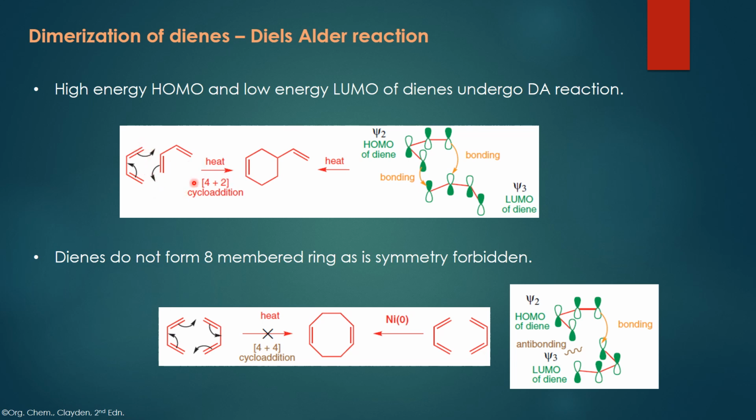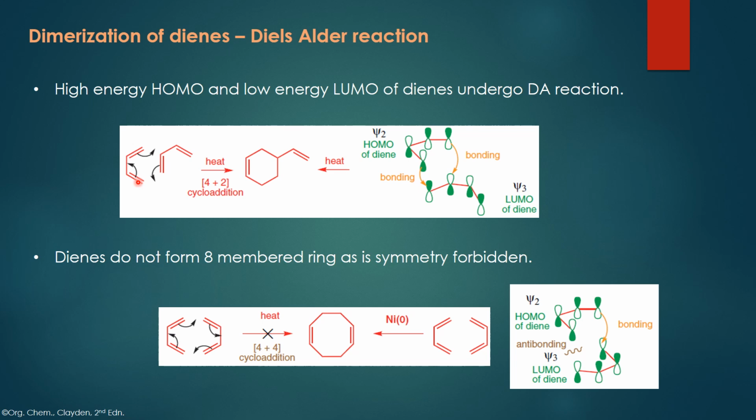So, here in the 4+2 cycloaddition under thermal condition, one of the butadienes acts as a 4 pi system and the other butadiene acts as a 2 pi system. So, here in this 4 pi butadiene system, the HOMO is psi2.